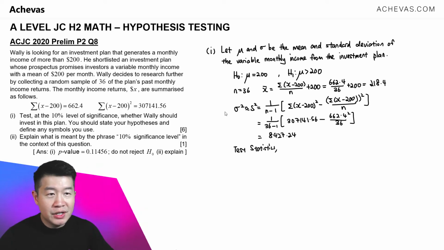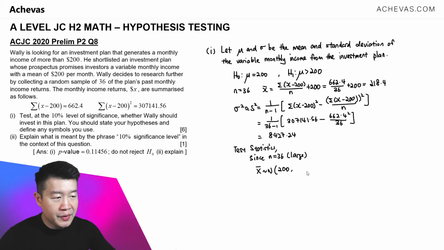Now we can construct our test statistic. If you read the question again, X, the monthly income, is never given to us as a normal distribution. So we are going to do an estimation for the overall distribution of the sample mean. Since n, which is equal to 36, is large enough, we can approximate X bar as following a normal distribution with a mean of 200 and a variance of 8427.24 divided by n, which is 36. This is approximated by the central limit theorem.